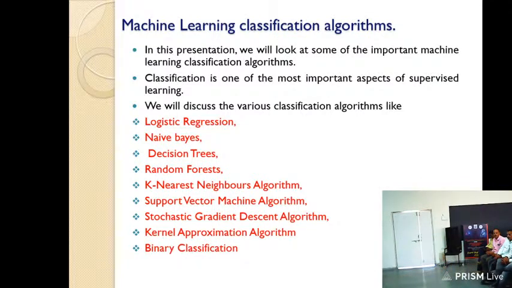There are different classification methods: Naive Bayes, decision tree, random forest, K nearest, SVM, stochastic gradient algorithm, kernel approximation, and binary classification. Usually what we are doing is, with only three features, I am applying all the classification algorithms. What is the meaning of that? Is there any meaning in applying all the classification algorithms? And lastly we say that K nearest neighbor is giving a good result.